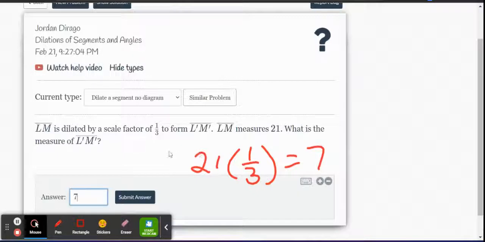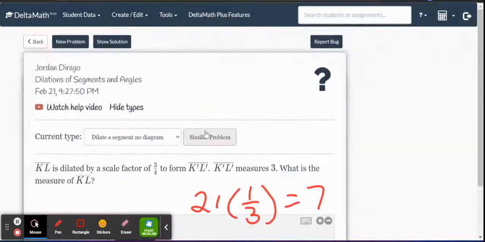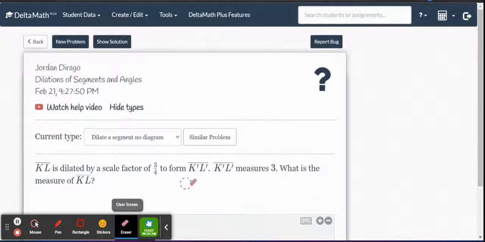So you have to be careful what you're looking for. It's looking for the measure after it's transformed. And if it's the one after it's transformed, you have to multiply the scale factor by the length. If it's not, which we'll look at again here, I'm going to erase this. Clear screen. All right. KL is being dilated by a scale factor of 3/4. This one's after it's dilated.